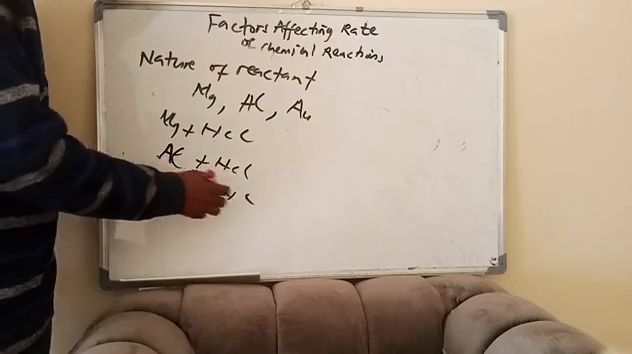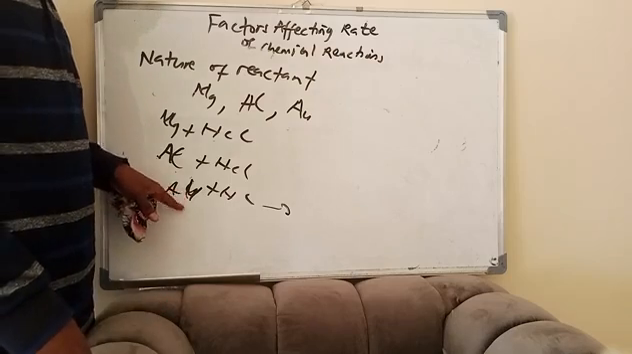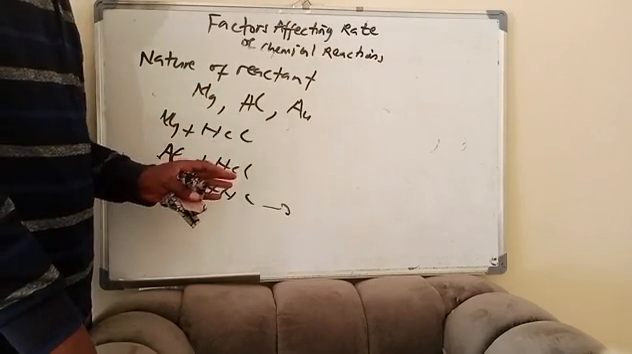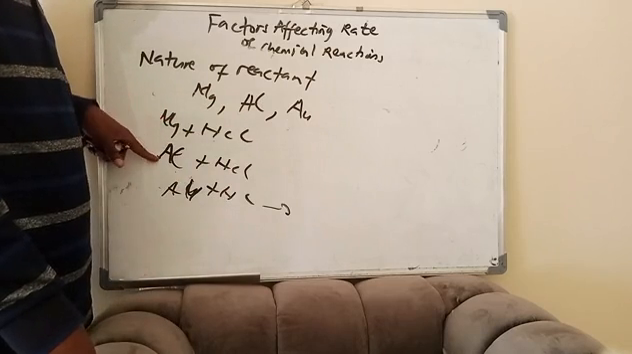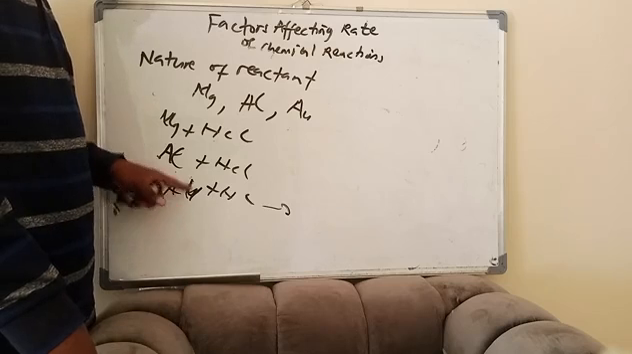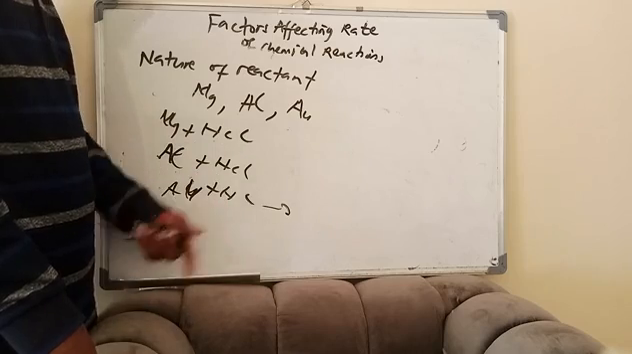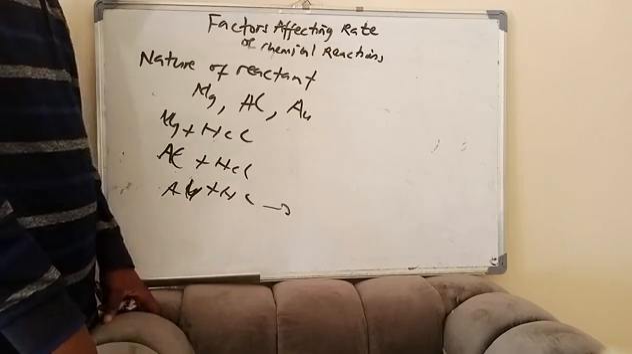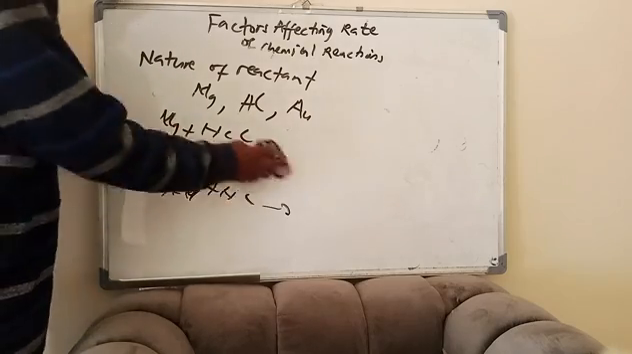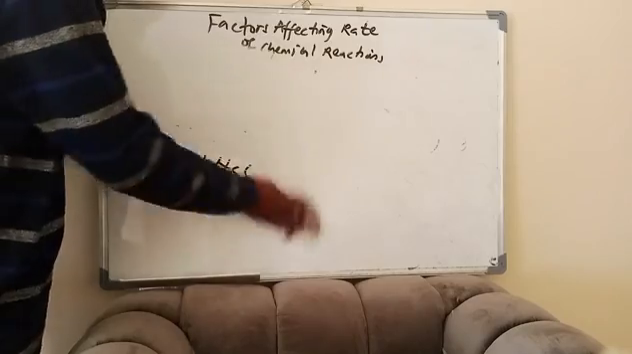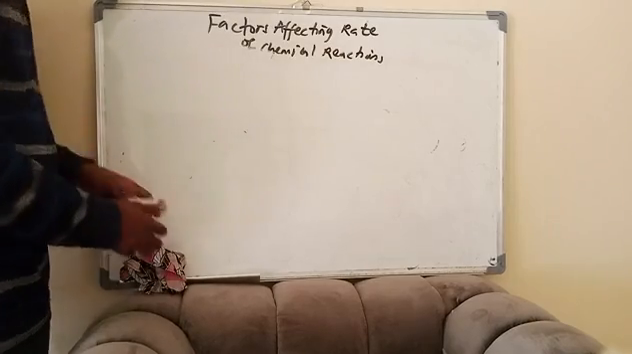But with gold, this reaction will never even occur. You understand? Because gold is very, very unreactive. So this is the most reactive, followed by this. This is highly unreactive. So combining it with this, the reaction will not even take place, or it will take years, centuries to occur. This is because of the nature of the reactants. So for reactive reactants, reaction rate will increase.